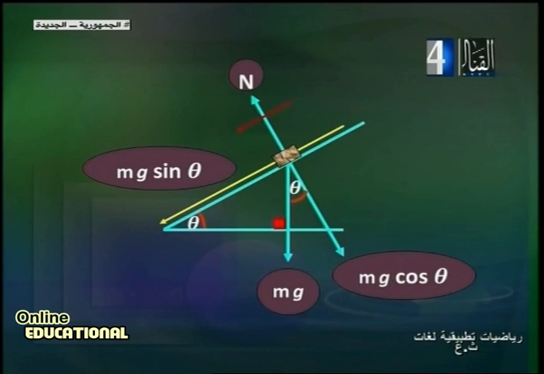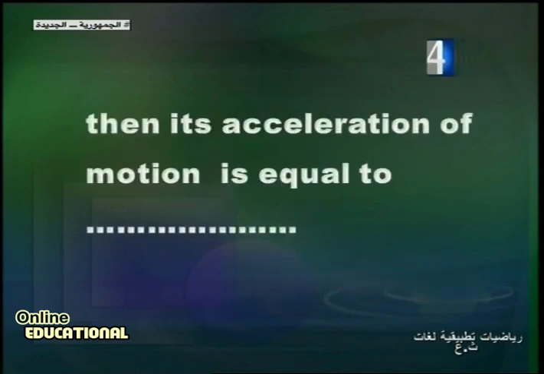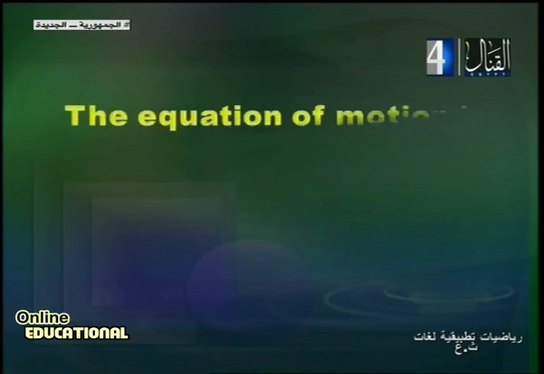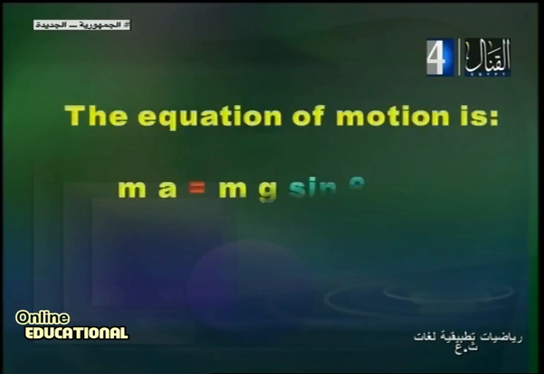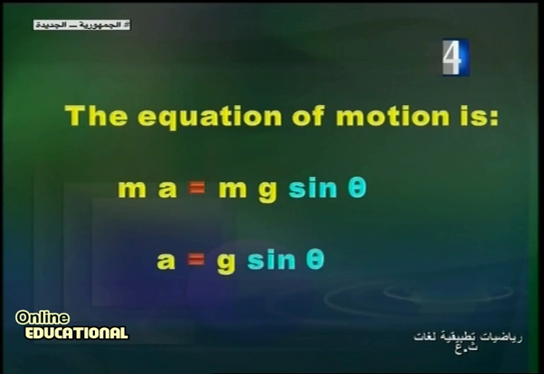is downward. Then from Newton's second law, the equation of motion is ma equals mg sine theta. We can divide both sides by m. Then the acceleration a equals g sine theta, and we can choose letter C from the choices.